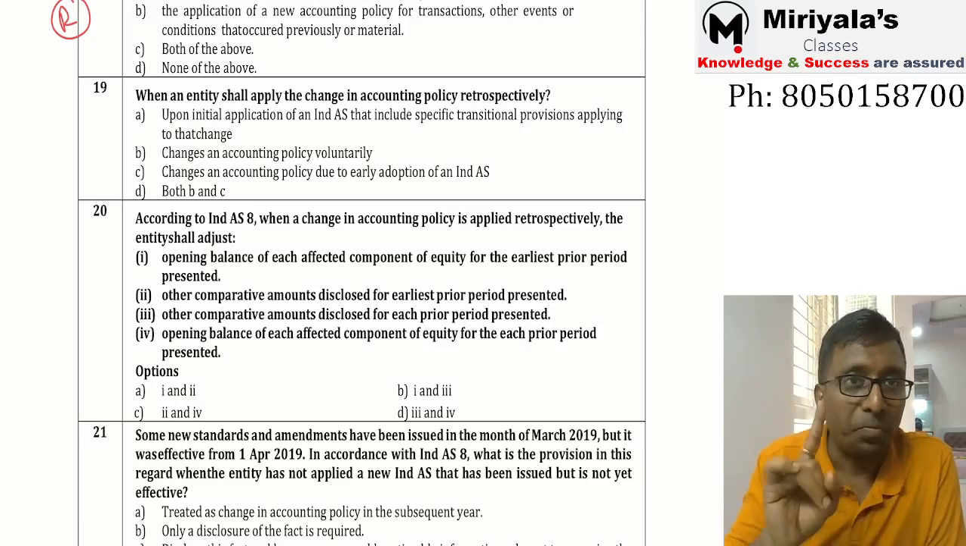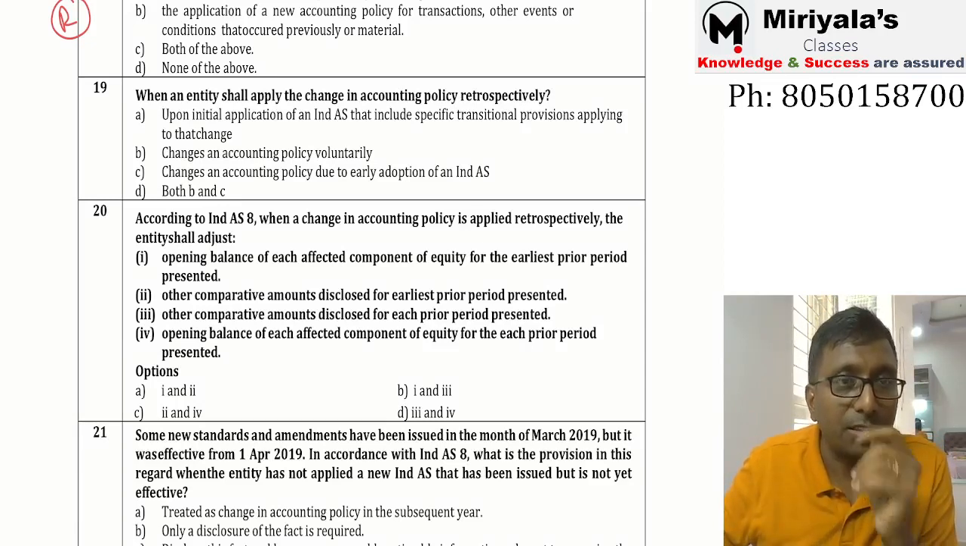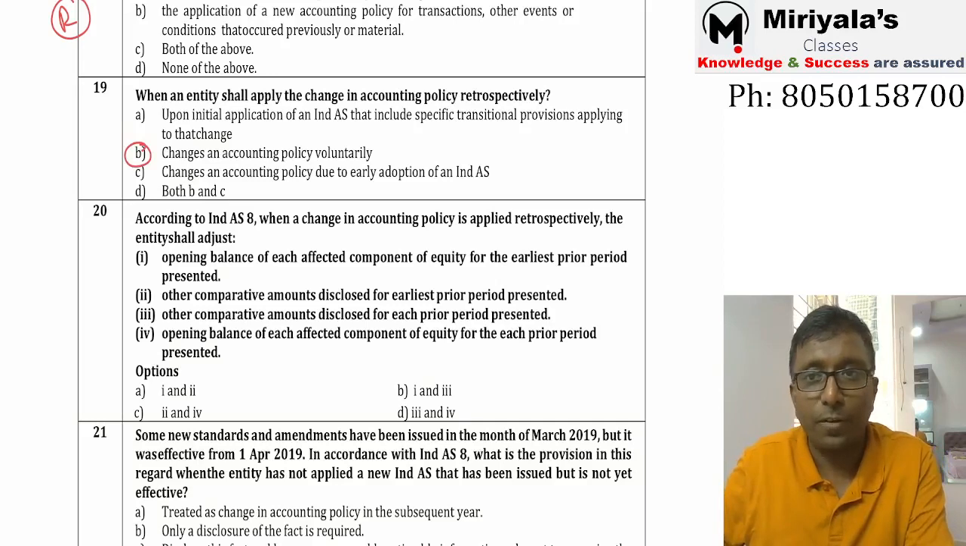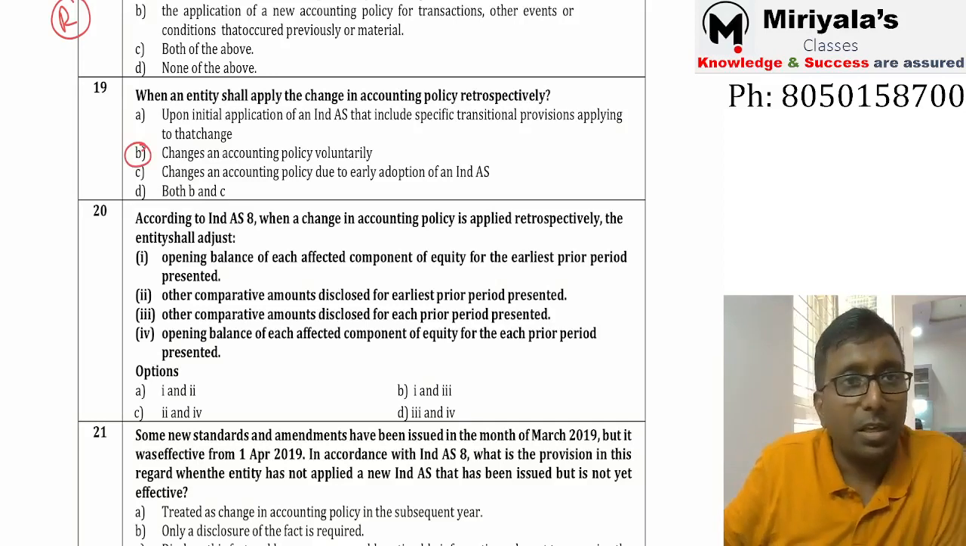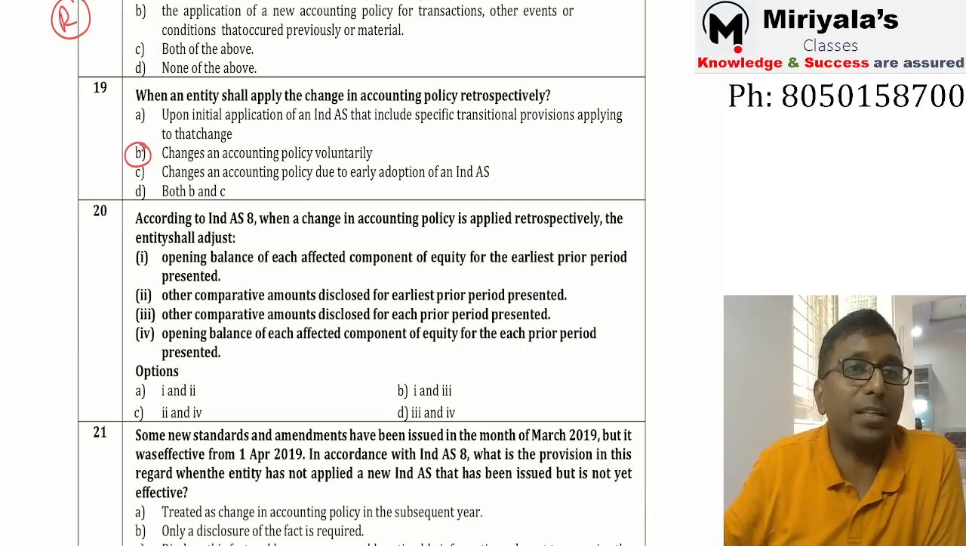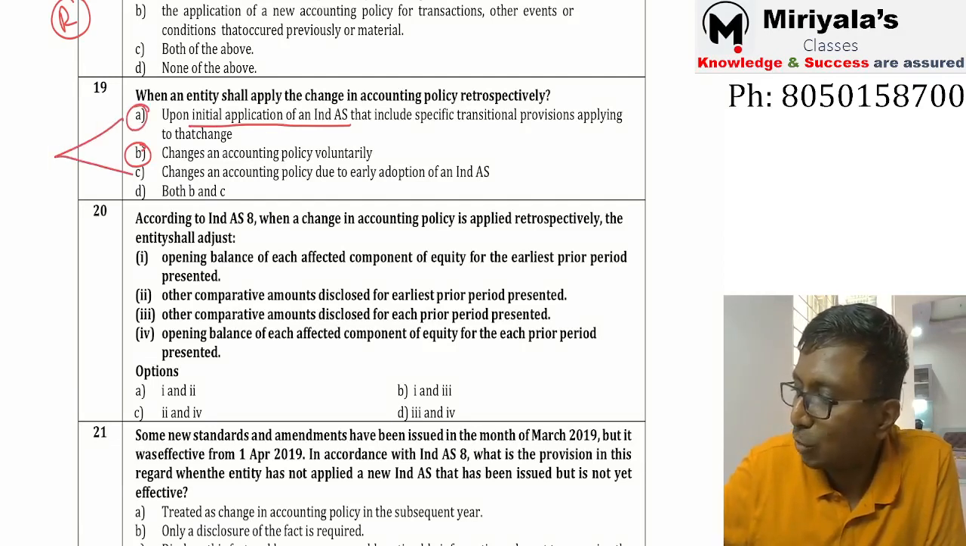Okay, so I find only one circumstance, not the other circumstance. What is that I told you, my dear? Change in the circumstance B. I feel yes, correct. B is the only right answer. Change in accounting policy voluntarily. Yes. Initial application of Ind AS means these two things are as required by Ind AS.